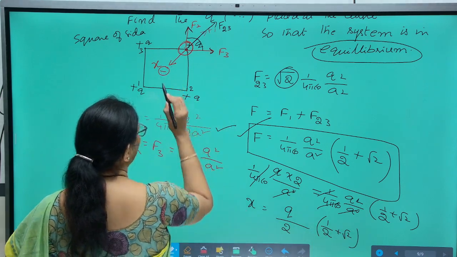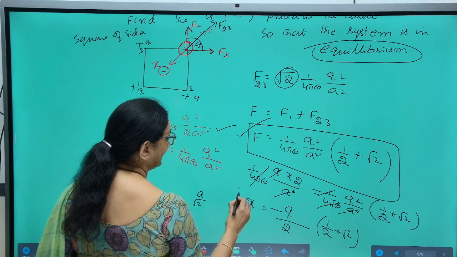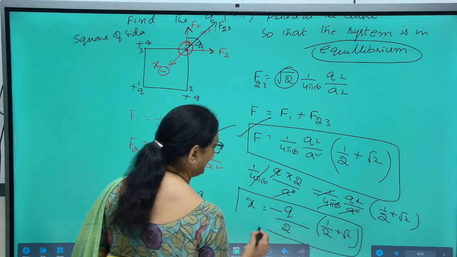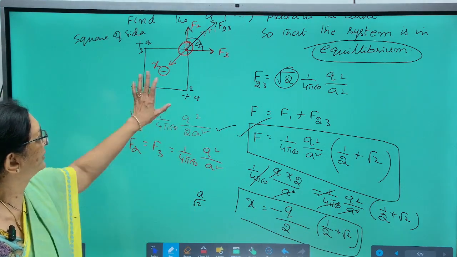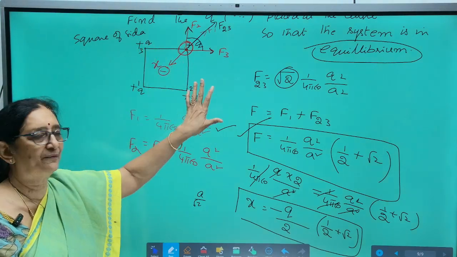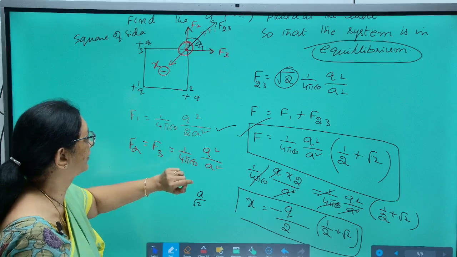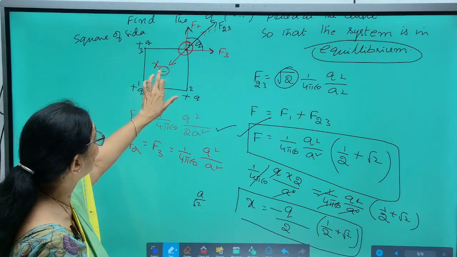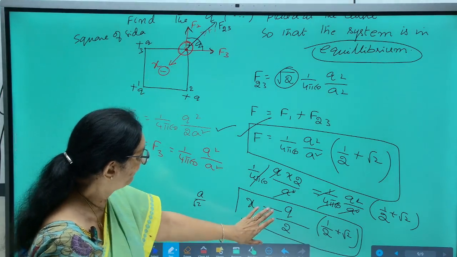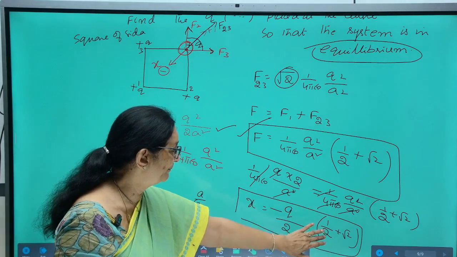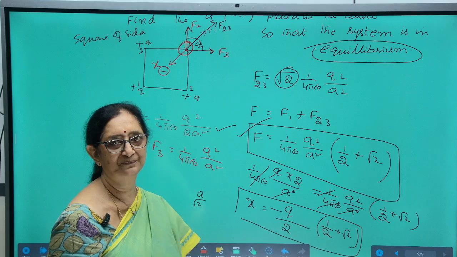And we have already proved that the charge has to be negative. So, in order to keep the system in equilibrium, the charge placed at the center of the square must be minus q by 2 times 1 by 2 plus root 2.